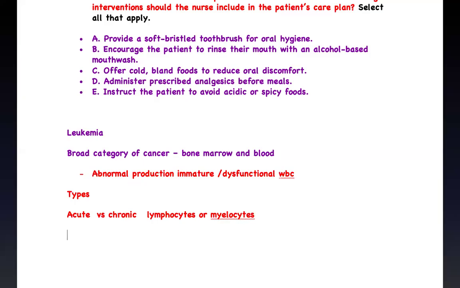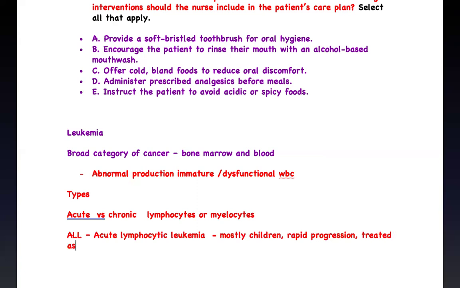So myelocytes or lymphocytes. The first one is what we call ALL, acute lymphocytic leukemia. The word acute means it's bad, it's rapid. You can die from it quickly, mostly found in children. And you have a rapid progression. That is the difference. Every acute problem is a rapid progression. So these need to be treated as soon as possible. Otherwise, you die. That's why it's called acute.